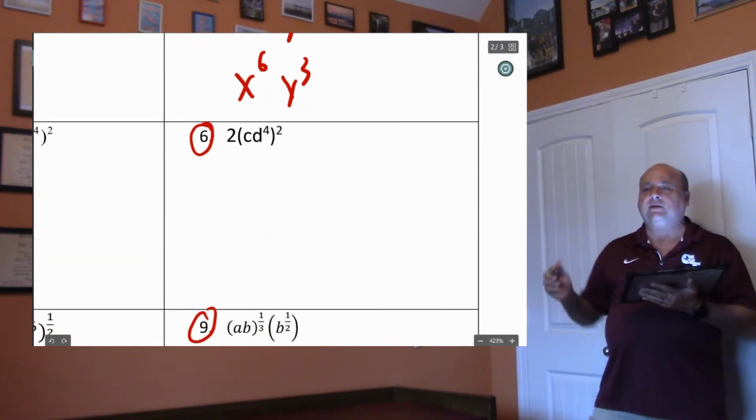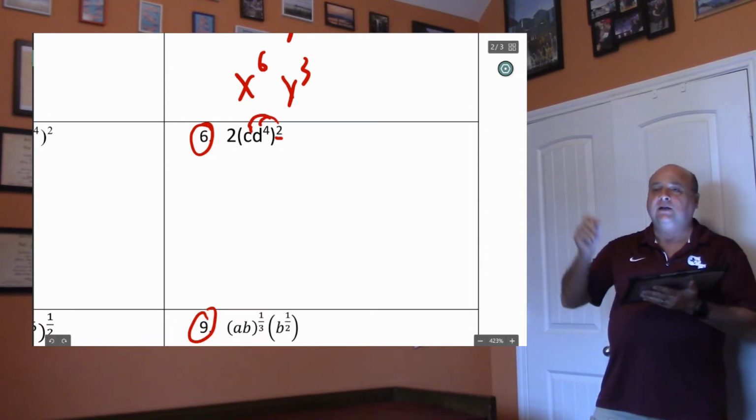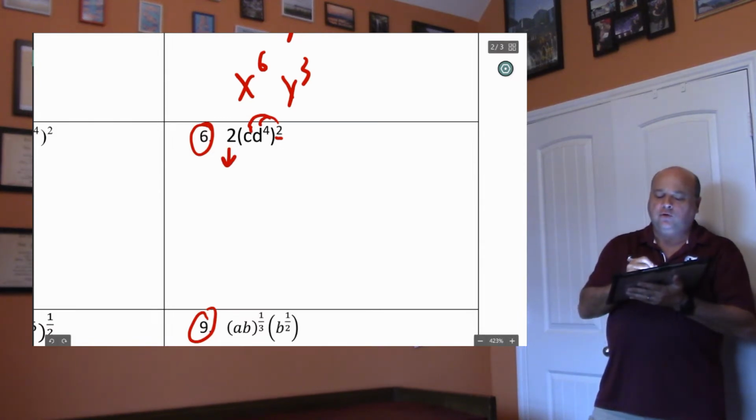Let's go to number 6. This exponent only goes here and here. It doesn't go to the 2. So the 2 drops.